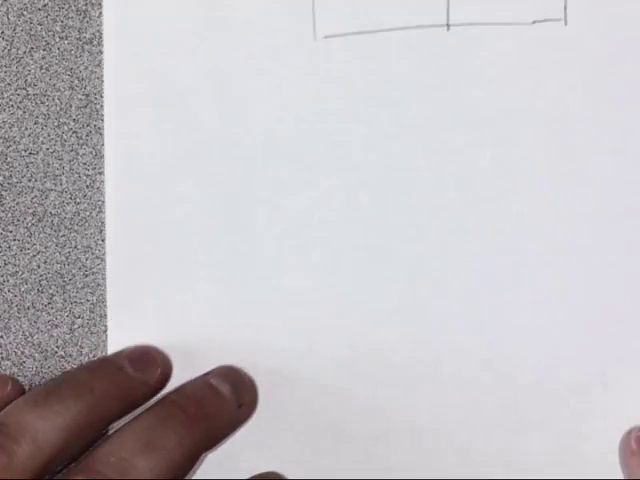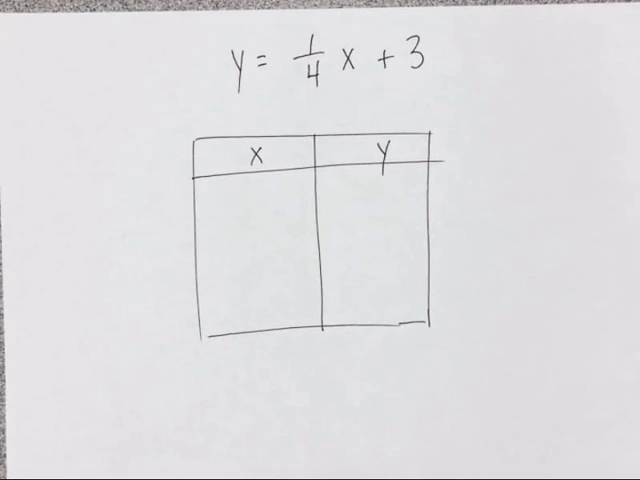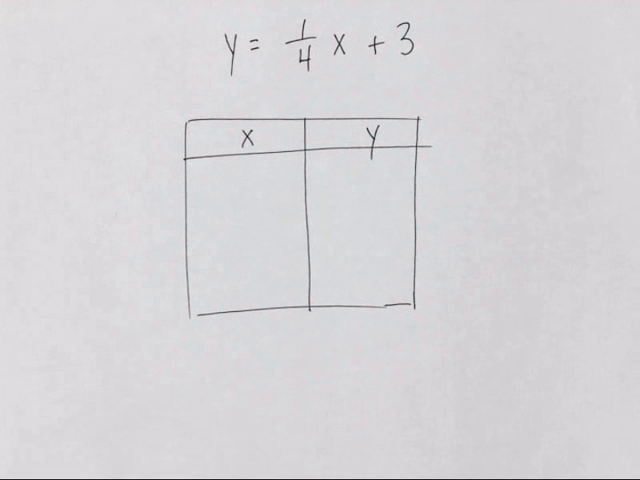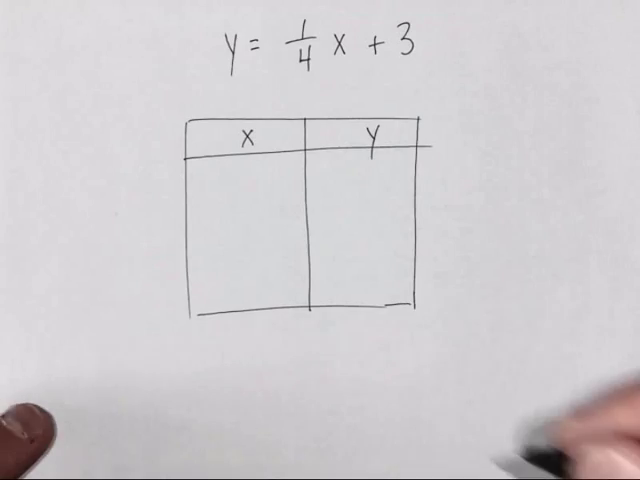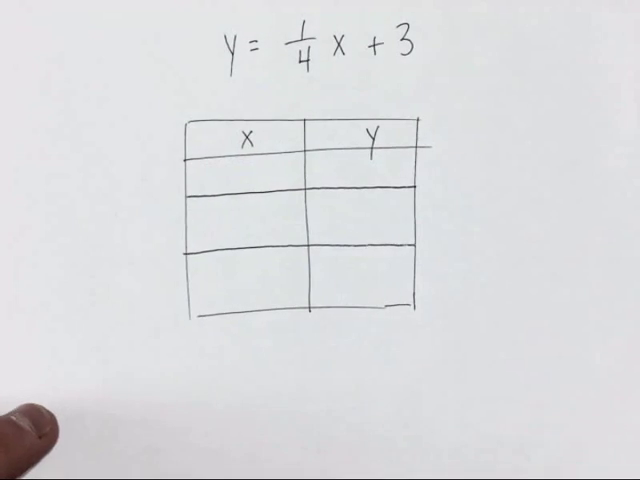Alright, let me get another example here. Let me adjust this again. Okay, so we've got y equals 1/4 x plus 3. So we do have a fraction here. And as you notice, x and y are on opposite sides of the equation. So once again, we're not given a table. We have to create the table. So we have to essentially pick our points on our own, and we want to do that strategically.